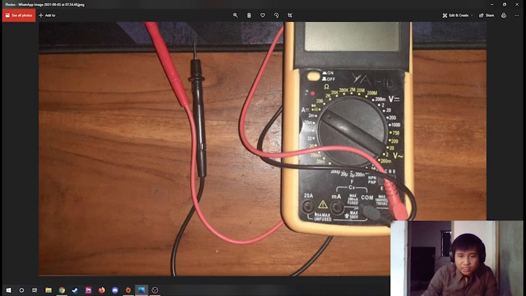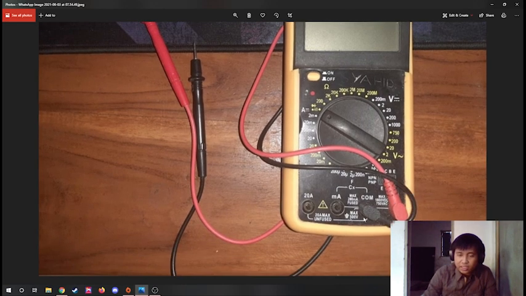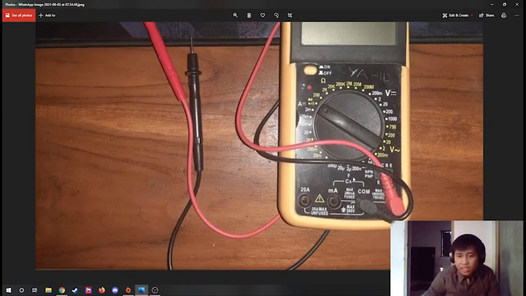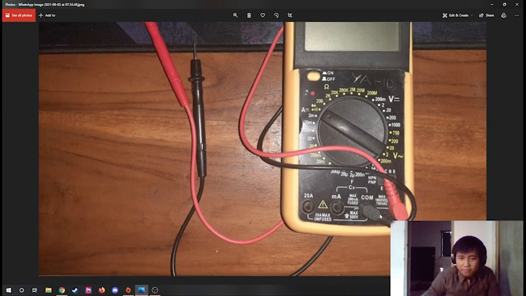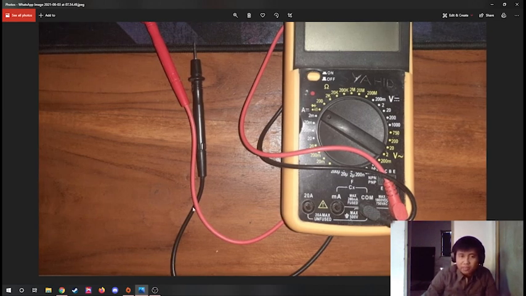Next is the input for the probe to measure. Some components have different methods to measure, so be wary of it. This is the COM input to connect the black probe. The black probe is for negative polarity, and then there is this mA input for positive polarity to connect the red probe.